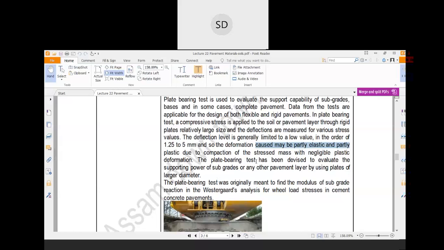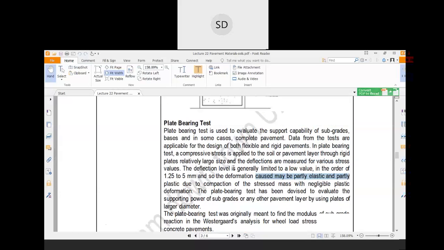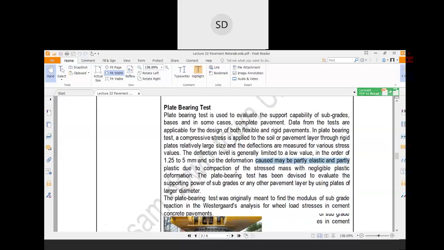The plate bearing test has been devised to evaluate the supporting power of the subgrades. Another important aspect of the plate bearing test is that it is an in situ test. In situ test means you have to perform the test in the field, whereas the CBR test is a lab test.